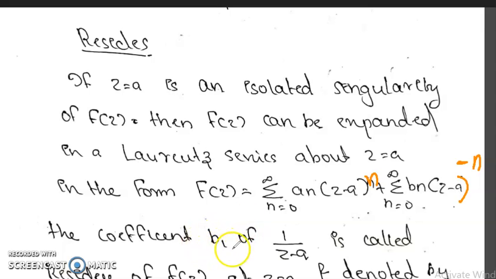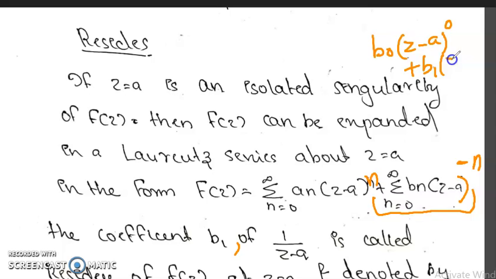The coefficient b1 of 1 by z minus a is called the residue. So when you expand this, you will come across terms like b0 into z minus a whole power 0, plus b1 into z minus a whole power minus 1, plus etc. When n takes 0, you get the first term; when n takes 1, you get this term, likewise. So here the coefficient of b1 is called the residue.